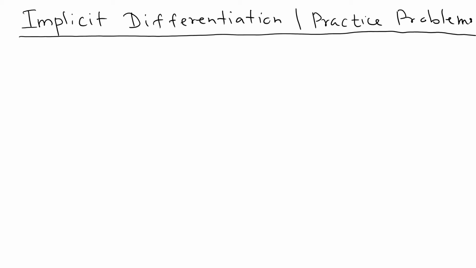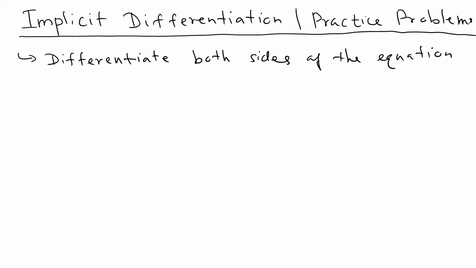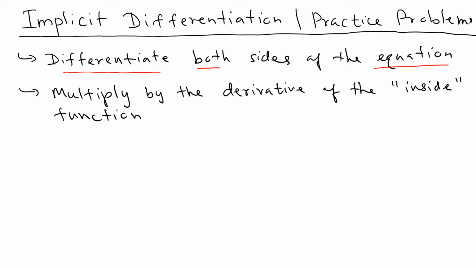When you do implicit differentiation, we have to remember two things. First, we differentiate both sides of the equation, because it's an equation, so we can differentiate both sides. Next, we multiply by the derivative of the inside function. You know what is meant by the inside function if you watch the video about the chain rule, which discusses more chain rule type problems. Okay, so let's look at the first problem now.